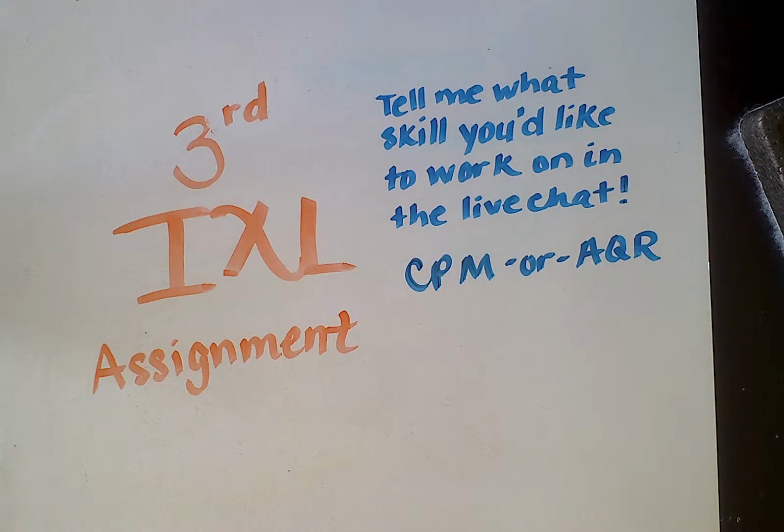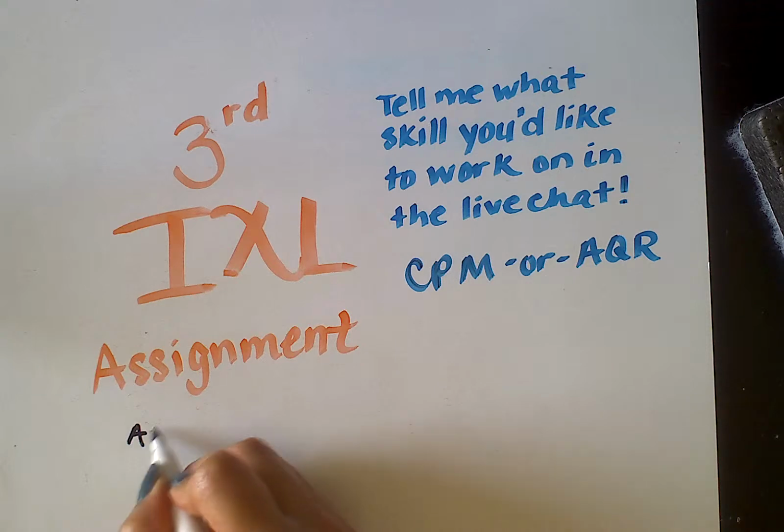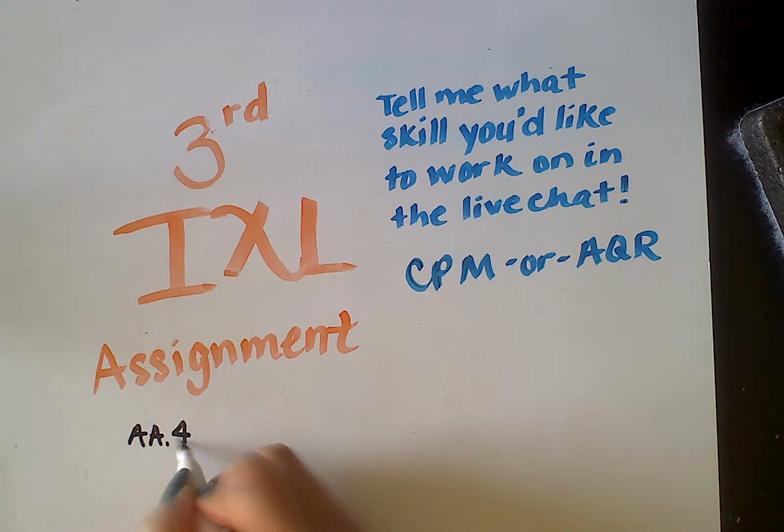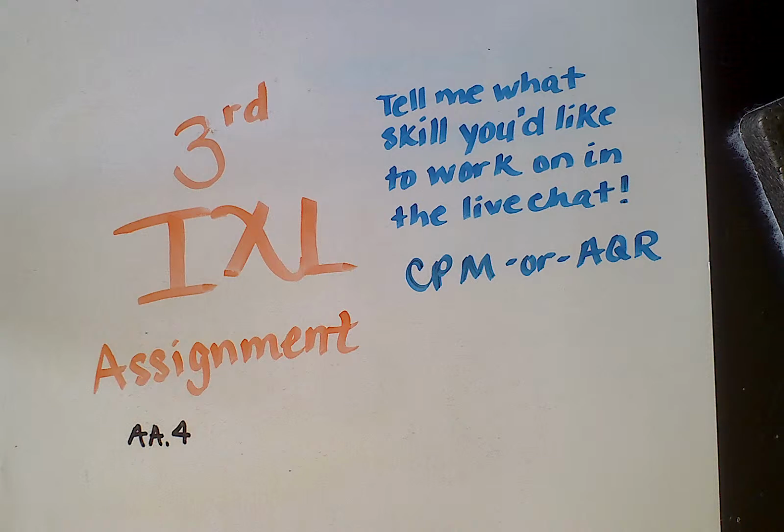So we still have our third assignment for both CPM and AQR. If you are having trouble in any of these assignments, or even the first or second assignment, please type the IXL skill into the chat box. Let's say you're having trouble on AA.4, which was actually the second assignment. That's okay. Just type it into the box, or if you have a specific problem, type it in as well.